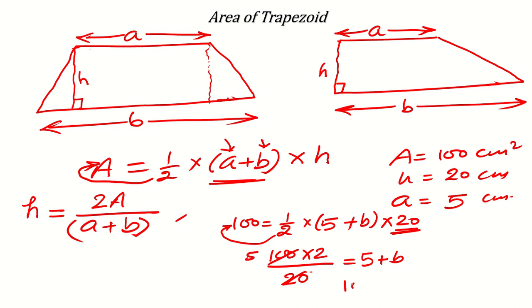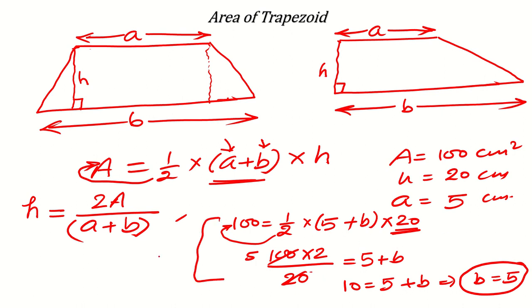Now 5 times 2, 10, is equal to 5 plus b, so b will be equal to what? 5. Like this you can get the answer. Okay, you will have to be a little careful with the calculation, but always start with the formula. Okay, if the formula is correct you will get 1 mark. If after that the substitution of the values is correct, that is, if you are putting the values correctly, then also you will get 1 mark. So like this you can get step by step marking also.